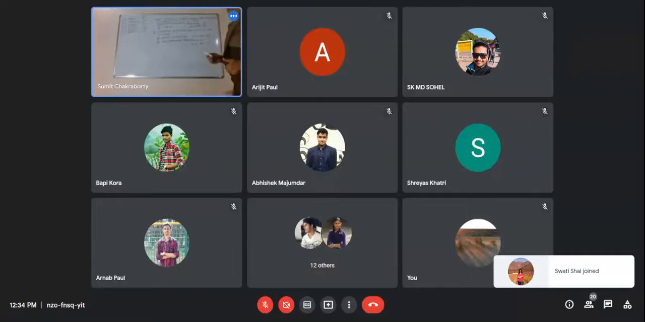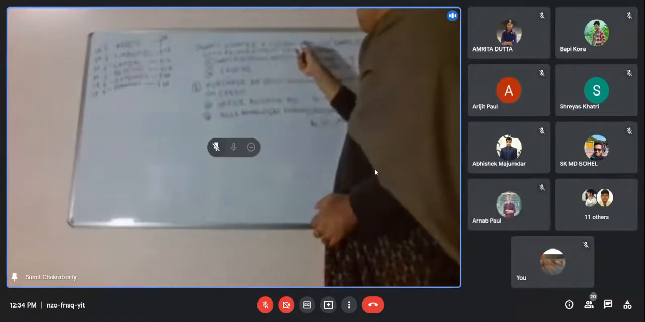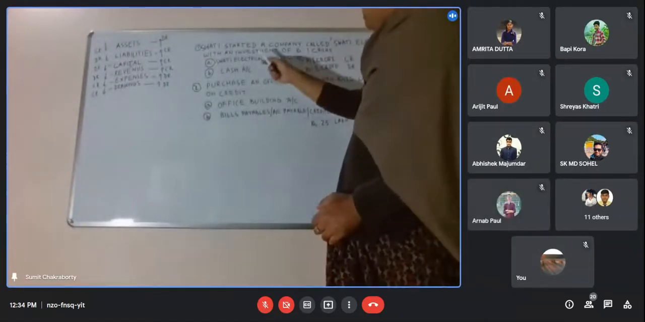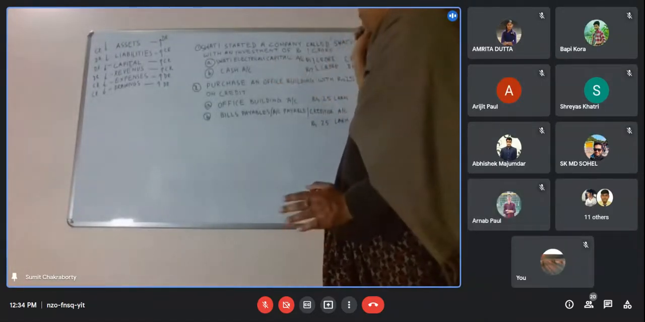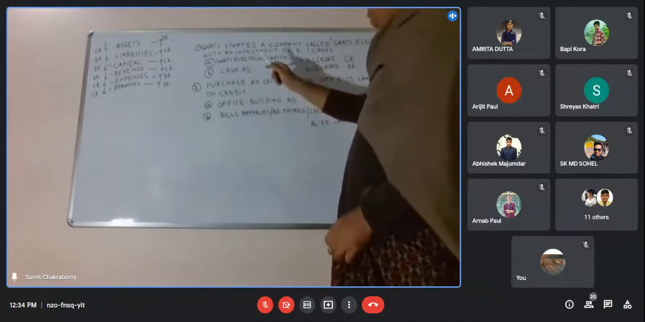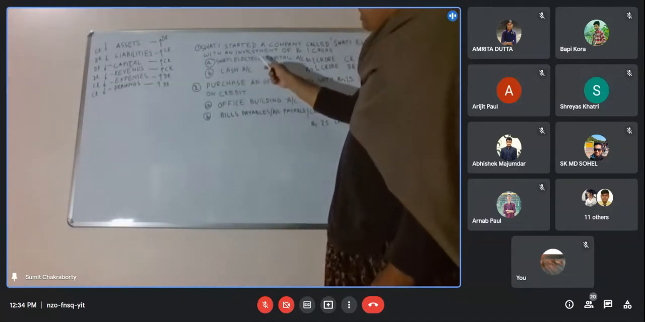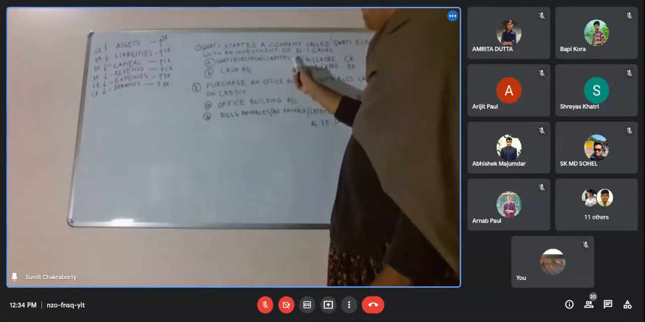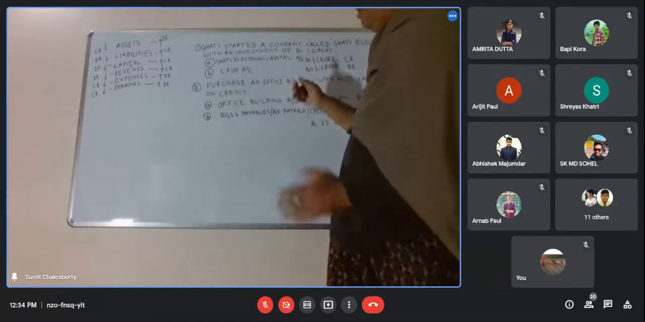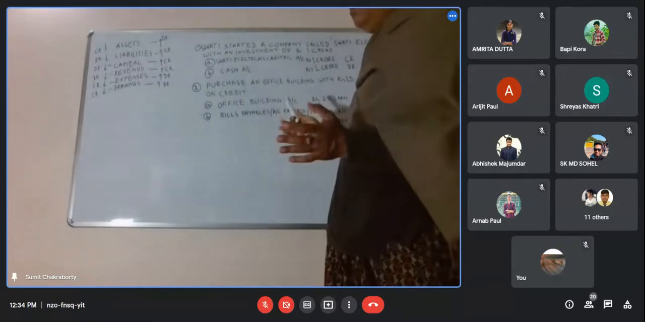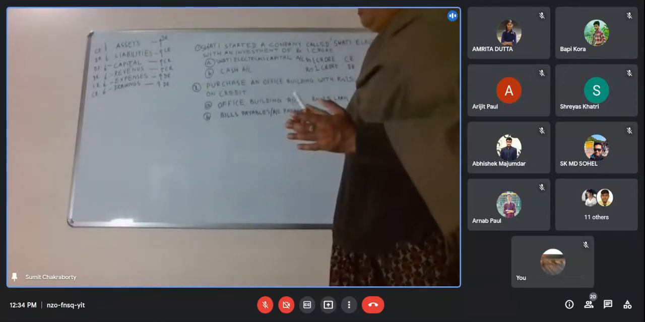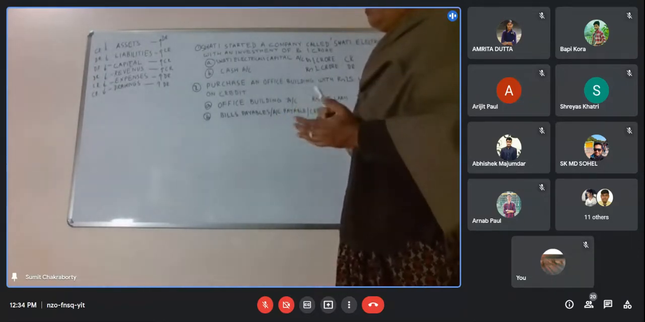What we say is that Swati started a company called Swati Electricals with an investment of rupees 1 crore. So the first transaction was Swati Electricals capital account. There was nothing. As soon as she opened the company with 1 crore.